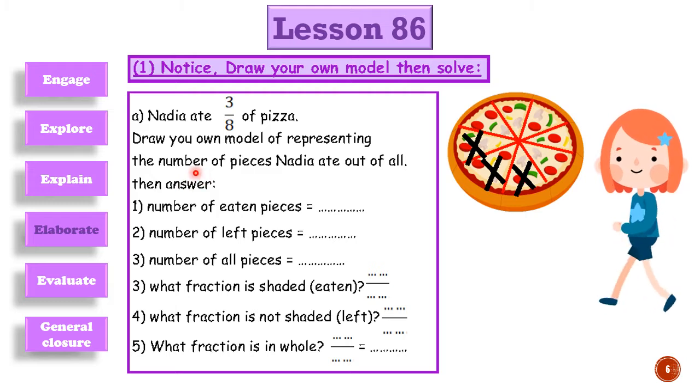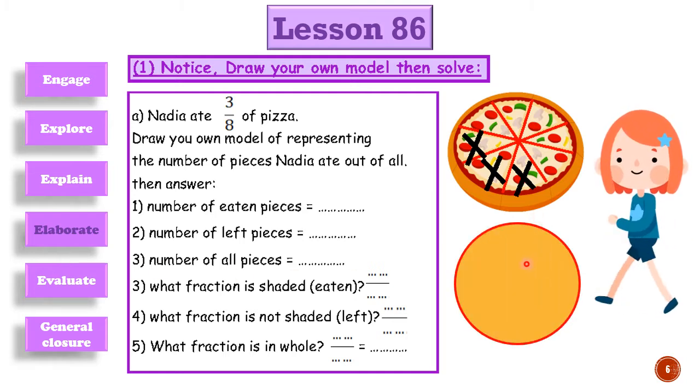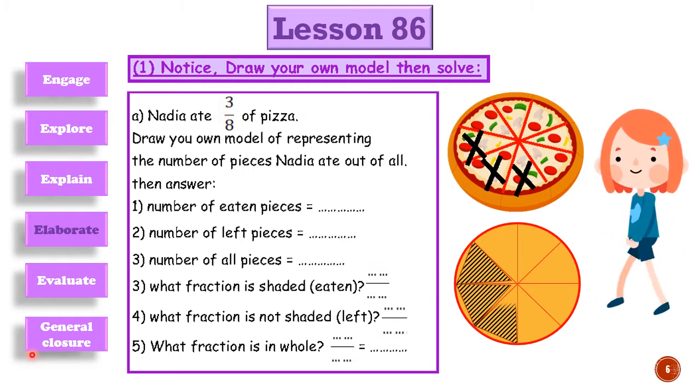Then answer. First of all, before we read these exercises, we just draw our model like this. If we draw this pizza as a circle and we divide it, into how many equal parts? Yes, look at this denominator, it will be 8 equal parts, as we learned before in the previous lesson. Like this. Then after we draw this circle and divide it into 8 equal parts, I will show how many parts out of all she ate. How many parts? Yes, look at the numerator. The numerator here is 3. Then we will shade 3 parts.